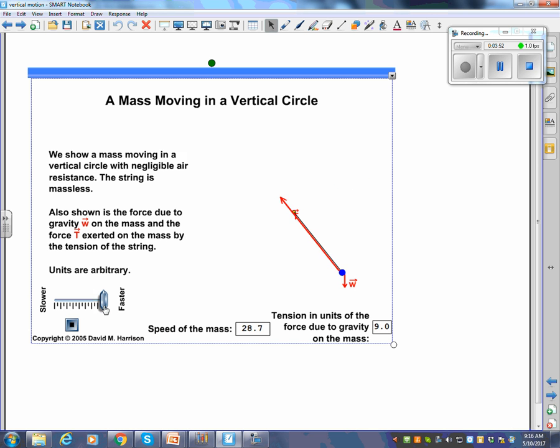And if I slow it down, the tension almost goes to zero. What happens when the tension is zero at the top? Does it just fall straight down? It keeps going sideways, but it may not actually maintain that circular motion, right?